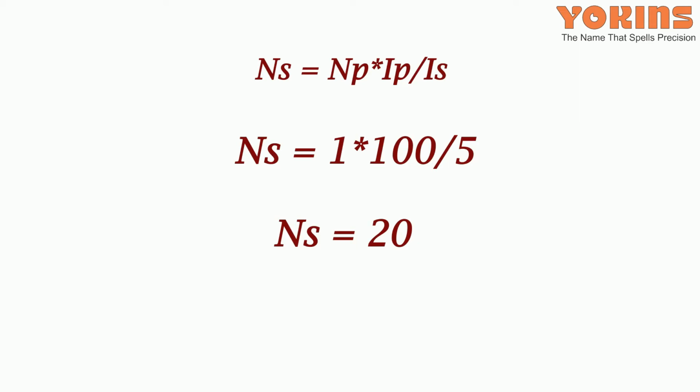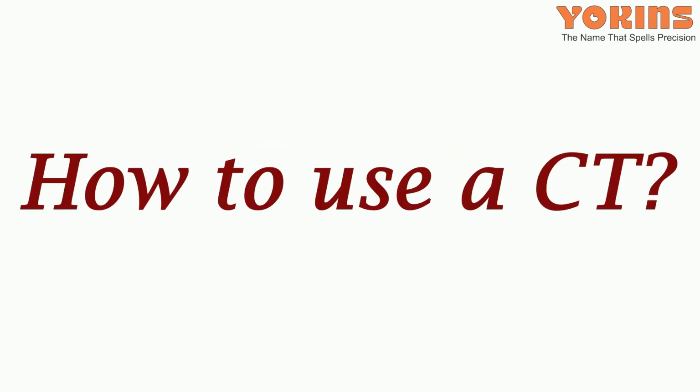Vice versa, if a current of 100 ampere flows through the primary of a CT having 20 secondary turns, a secondary current of 5 ampere will be induced on the secondary side. So primarily, a CT of 100 by 5 ampere is constructed with 20 secondary turns.